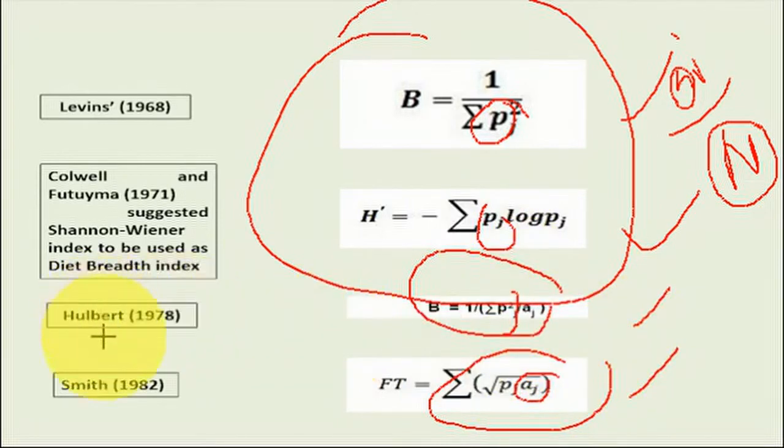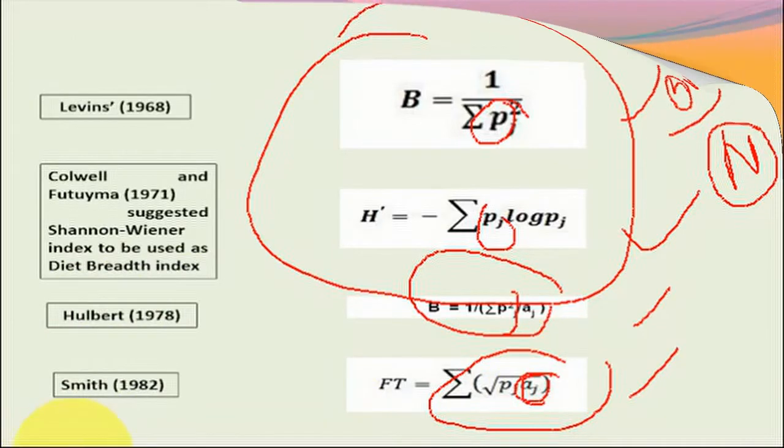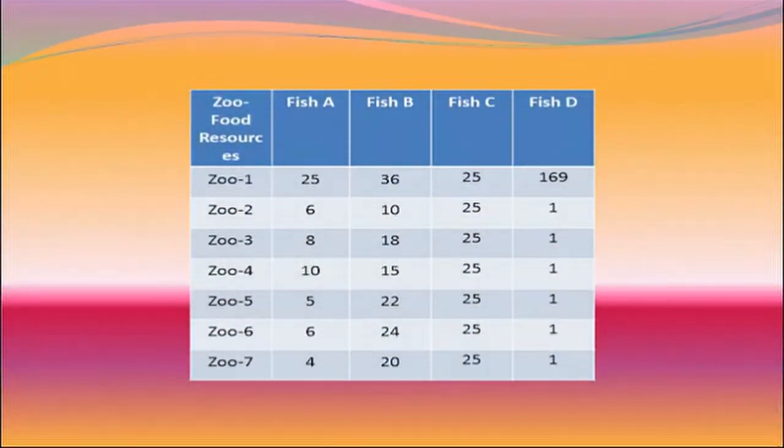Here in the case of Hulbert and Smith, this is a, which denotes the organisms which are available in the environment. So let us see how these different indices behave.